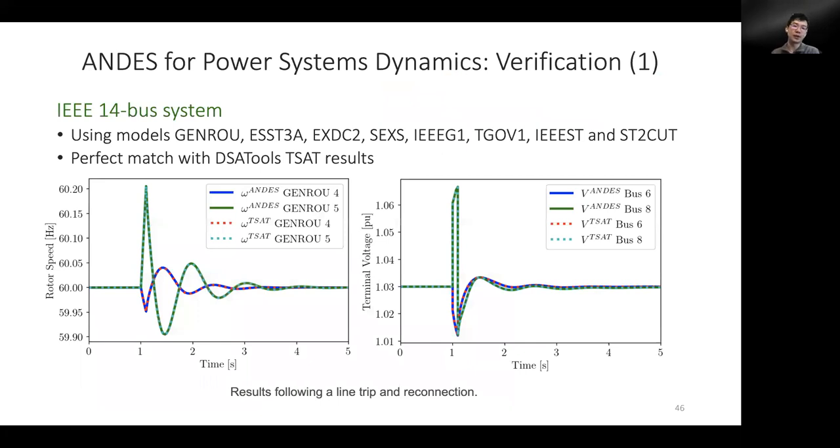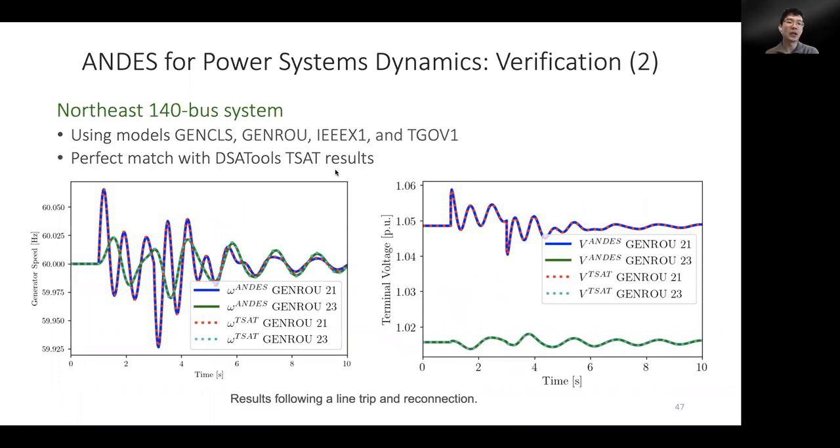So this framework has been rigorously verified against a commercial power system simulator called DSA Tools TSAT. In the 14 bus system, we have used a variety of models, including generators, exciters, turbine governors, and power system stabilizers. And the end result is shown in solid lines, and the dashed lines are from TSAT. So those overlapping curves show perfect matching between the two software. And also in the Northeastern MPCC 140 bus system, using a few models after a severe disturbance, we can also see that the results from Andes match those from TSAT.